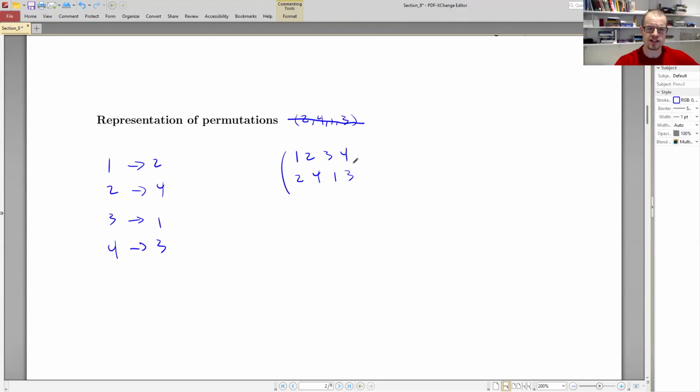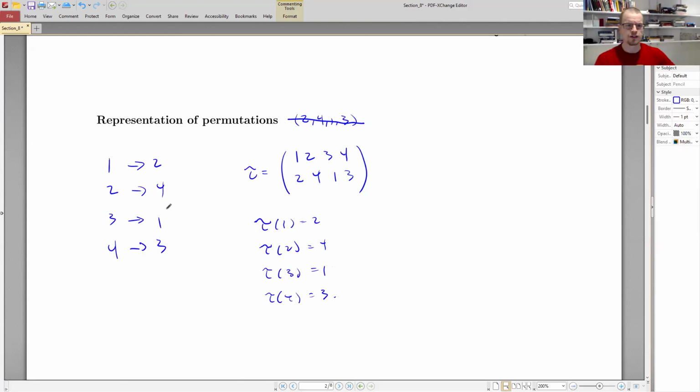But then to help us designate this as an object, we're going to put it inside of parentheses. And so we could define tau in this way. This gives us, for example, that tau of 1 is equal to 2, tau of 2 is equal to 4, tau of 3 is equal to 1, and tau of 4 is equal to 3. So we have this representation, and then we can evaluate the function tau. Okay? Tau is a permutation.